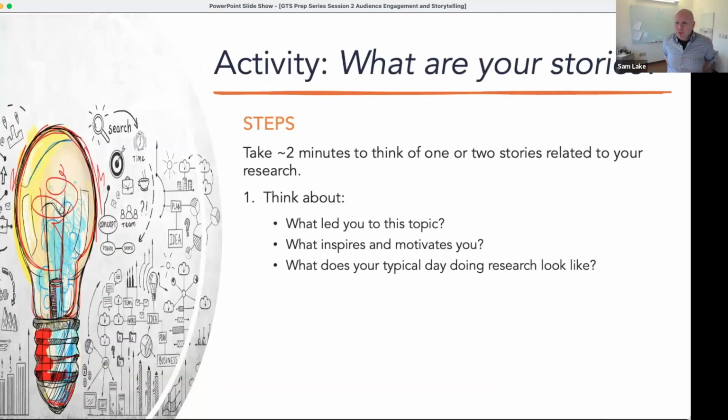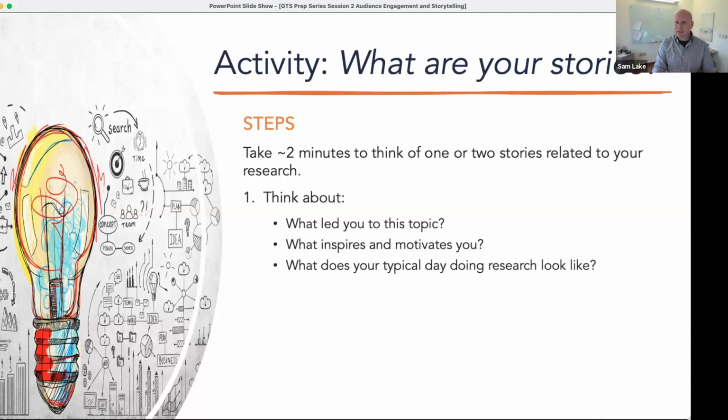And what we want you to do, and we're going to put you into breakout rooms to actually have these conversations a little bit, is we want you to think about these 3 questions. We'll put them into the chat so you have them as well. But think about what led you to the topic that you're working on, what inspires and motivates you, what your typical day is of doing research.